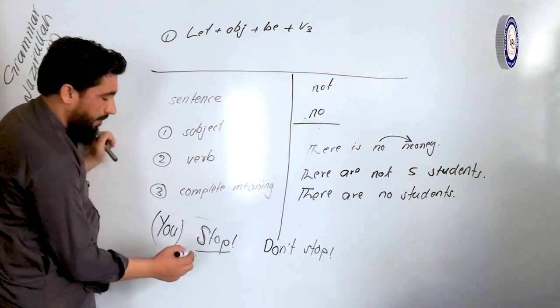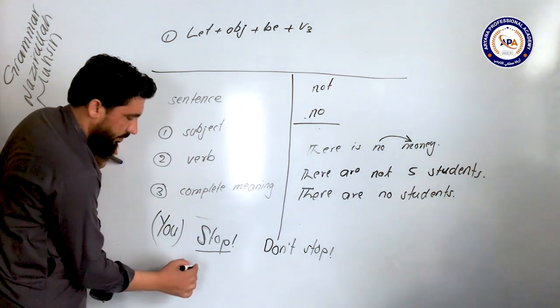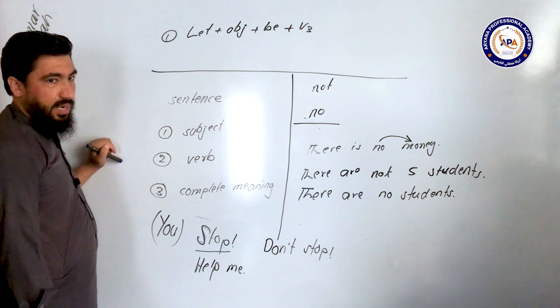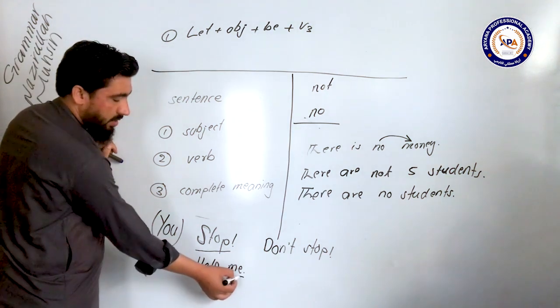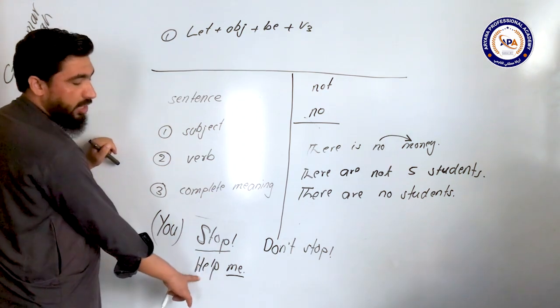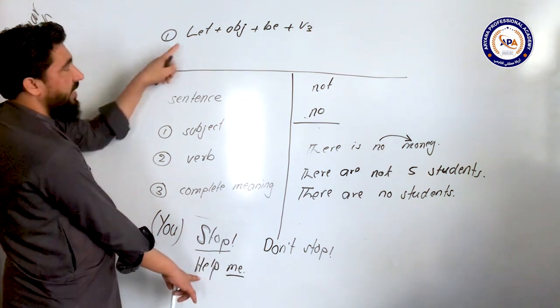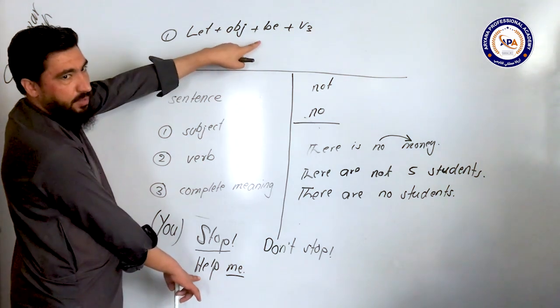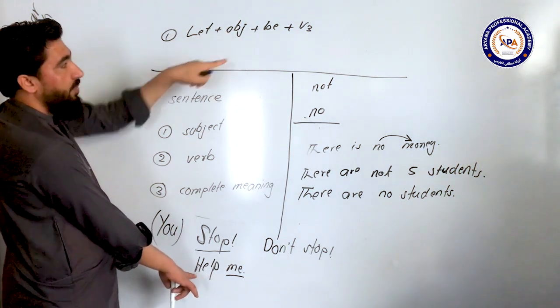But if I say, help me, it is also an imperative sentence, but it has an object. Help is a transitive verb. Now you can change it into passive. Like, let me be helped. Be helped. Let me be helped.